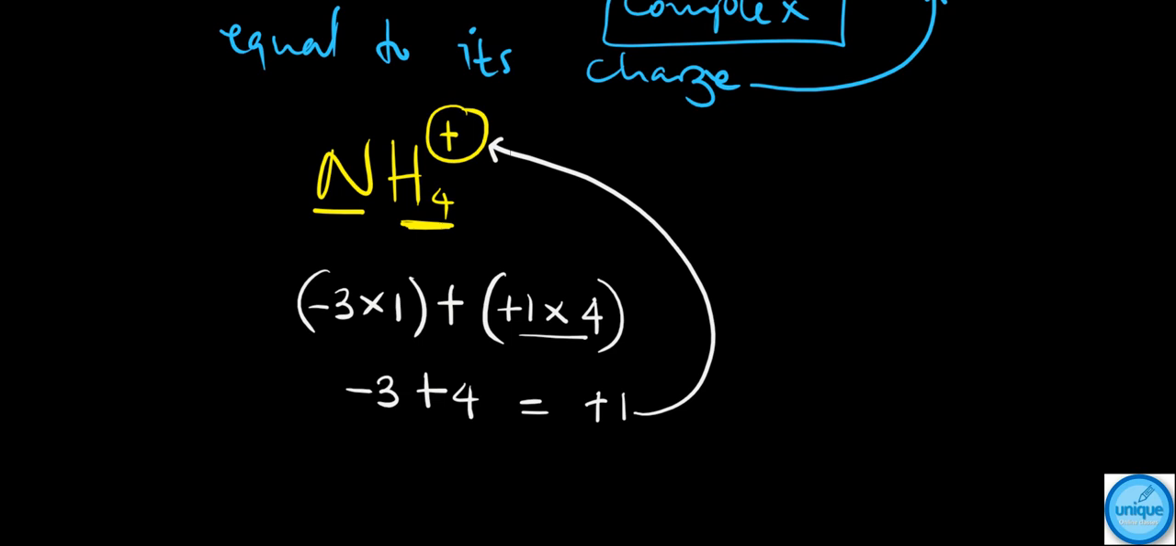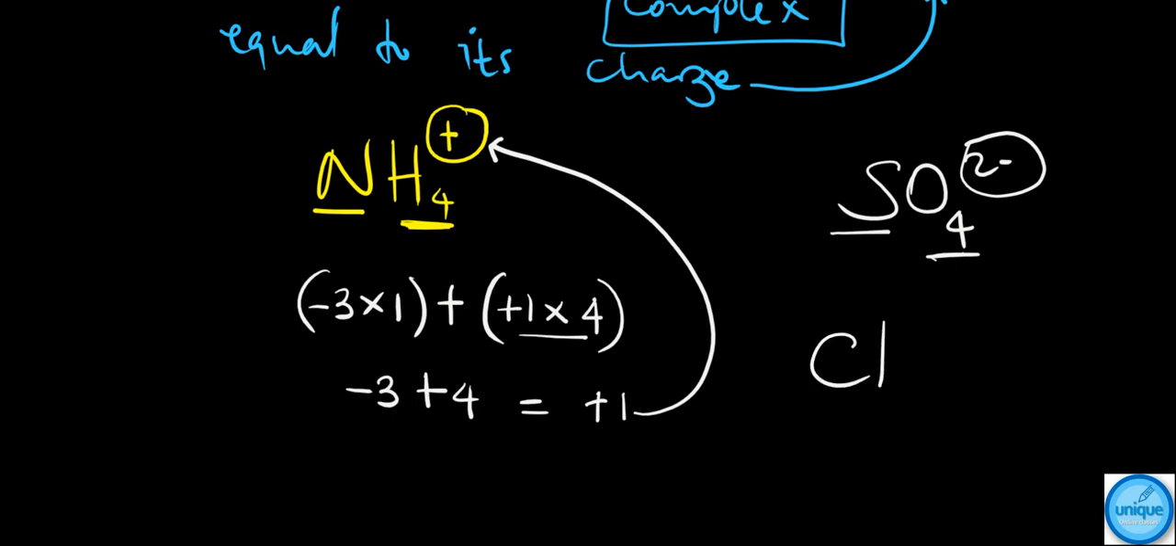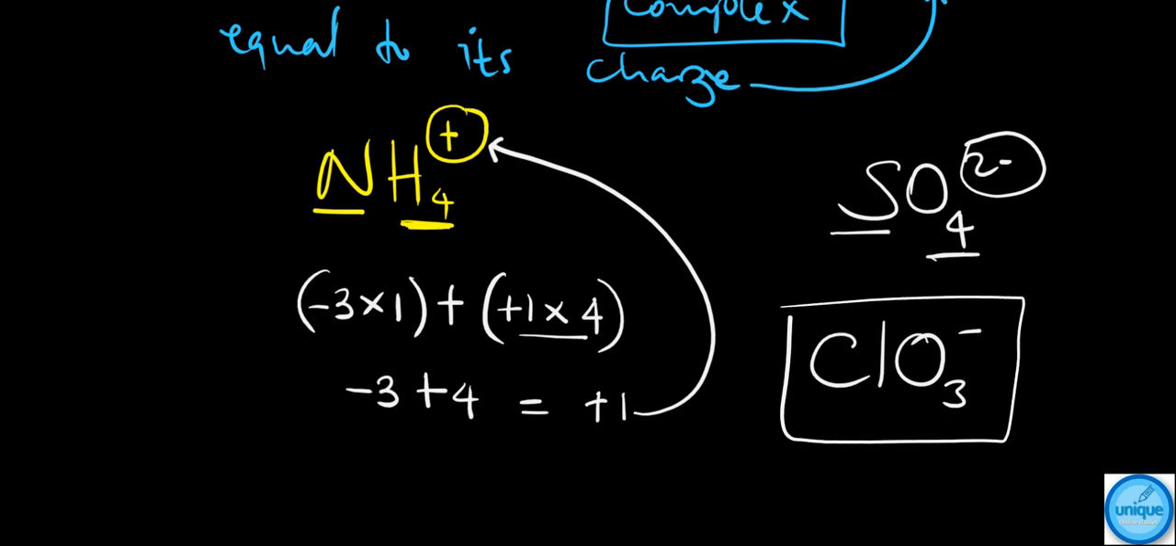Similarly, if we have the sulfate ion, when we add all the oxidation numbers here, the answer gives its charge. Similarly, this one, ClO3-, the sum of all oxidation numbers of chlorine and oxygen gives the charge. So it is just a matter of picking the charge of the ion as the sum of the oxidation numbers.